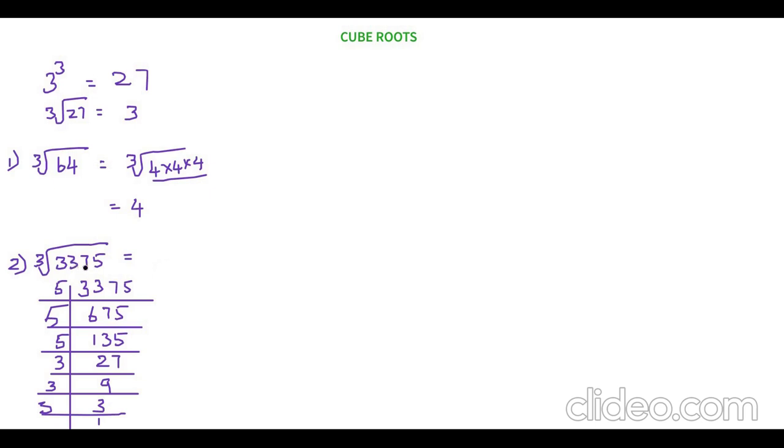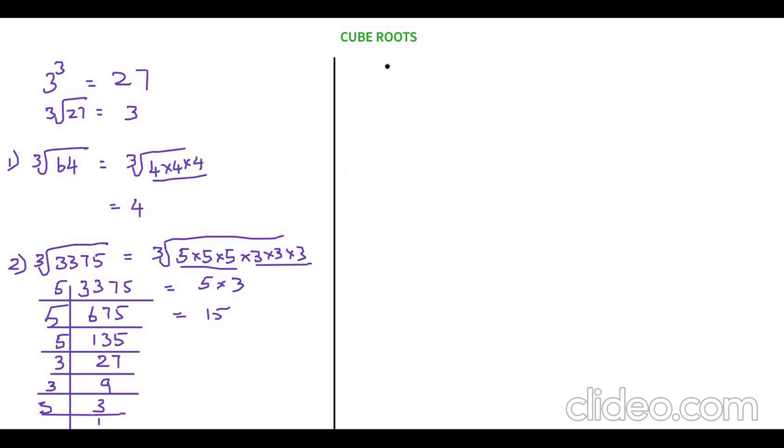So the cubic root of 3375 is cubic root of, we have 3 5s, 5 times 5 times 5, and we have 3 3s, 3 times 3 times 3. As I told in the previous question, instead of 3 5s I'll take 1 5 outside, and instead of 3 3s I'll take 1 3 outside. So 5 times 3 is 15. So the cubic root of 3375 is 15. Isn't it easy? We just need to do the prime factorization method.